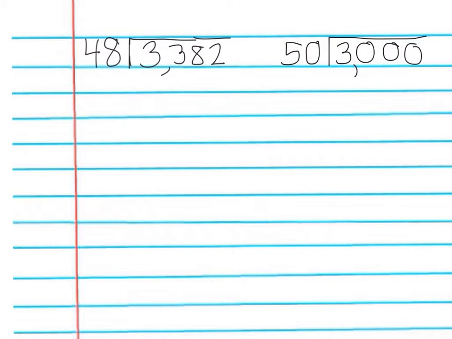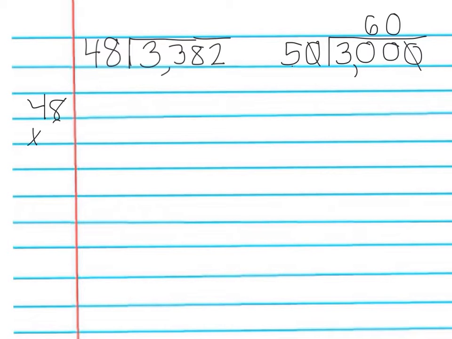Well, here's my estimation. I'm going to cross off my zeros. 5 goes into 30 6 times, and there's 1 0 left over. So my estimation is that it's going to be about 60. Now when I go over to solve my problem, I think about that, and I'm going to try 6. So 48 should go in 6 times.